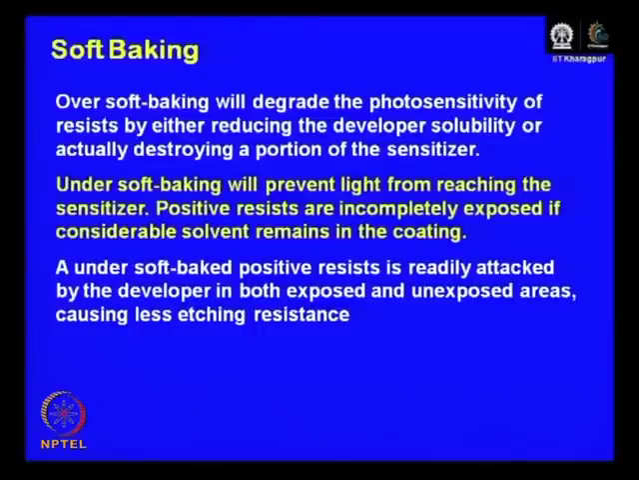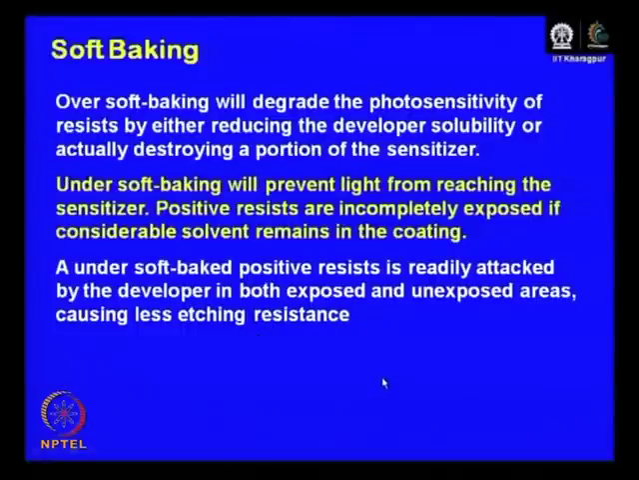In contrast, if you under soft bake, this will prevent light from reaching the sensitizer. If a considerable amount of solvent remains in the coating, the photoresist layer will be incompletely exposed. And under soft bake, positive resist particularly is readily attacked by the developer in both exposed and underexposed areas. So, the etching resistance will be less, and eventually you will not get the desired pattern you want.